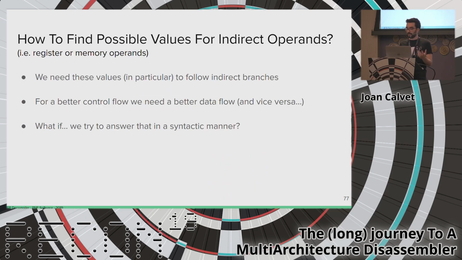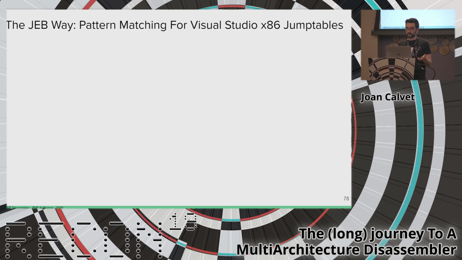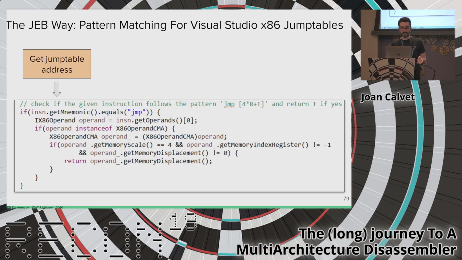So the general question behind that example is how to find possible values for indirect operands. That is, any operand based on register or memory whose value is not encoded in the instruction. And we need those values in particular to find the possible targets of indirect branches and to improve recursive disassembly results. In other words, for a better control flow, we need a better data flow, which is a classic situation in program analysis. So as a first try, let's see if we can answer this question in a syntactic manner, that is just by doing some pattern matching on the assembly representation. And that's what we are doing in JEB to build the control flow for the x86 Visual Studio jump table I've just shown you. So to give you an idea of how such a thing can be implemented, here is an extract of the code.